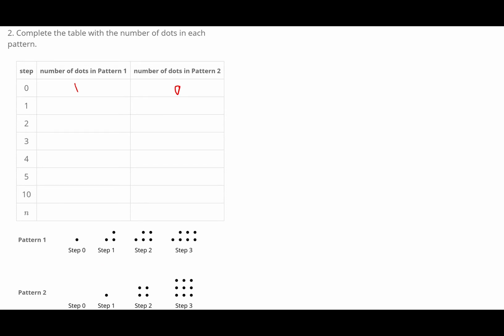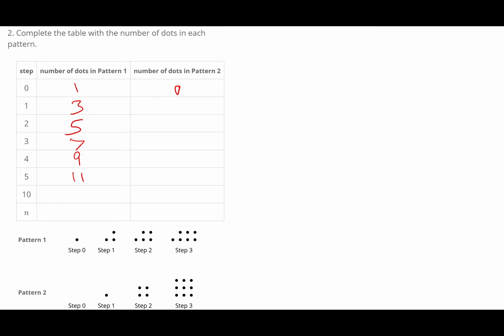In pattern 1, step 1 goes up to 3 dots. So we have these 2 new ones added. And step 2 has 5 dots. And step 3 has 7 dots. So it's going up by 2 each time. So step 4, we'd be able to say, okay, that should have 9. Step 5 should have 11 squares.